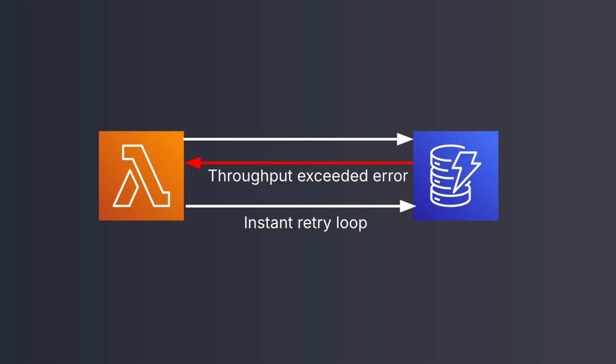A service call fails, you just try again immediately. Sounds reasonable. Here's the problem. Imagine your Lambda calls DynamoDB and gets a throttle error. You retry instantly, another throttle, you retry again, another throttle. You've now tripled the load on an already overloaded table, and at exactly the wrong moment.